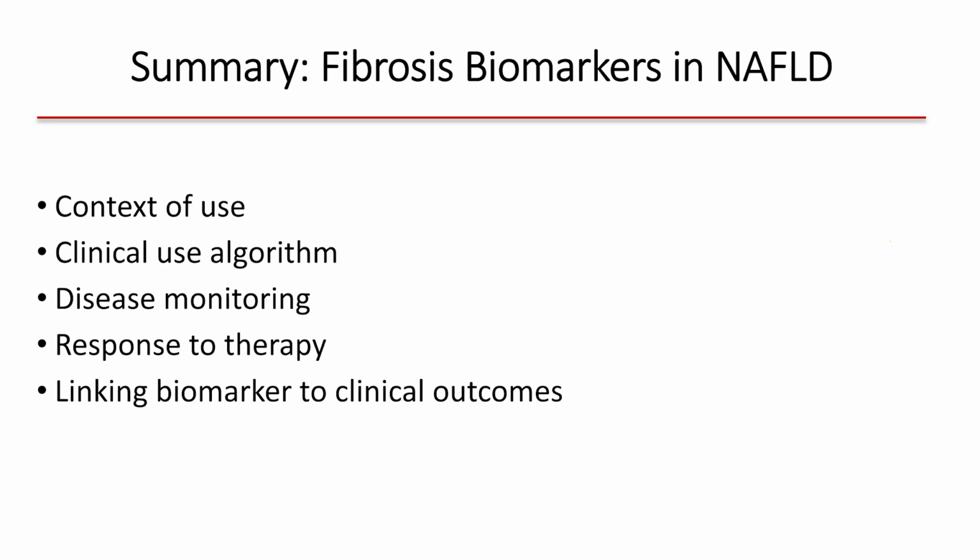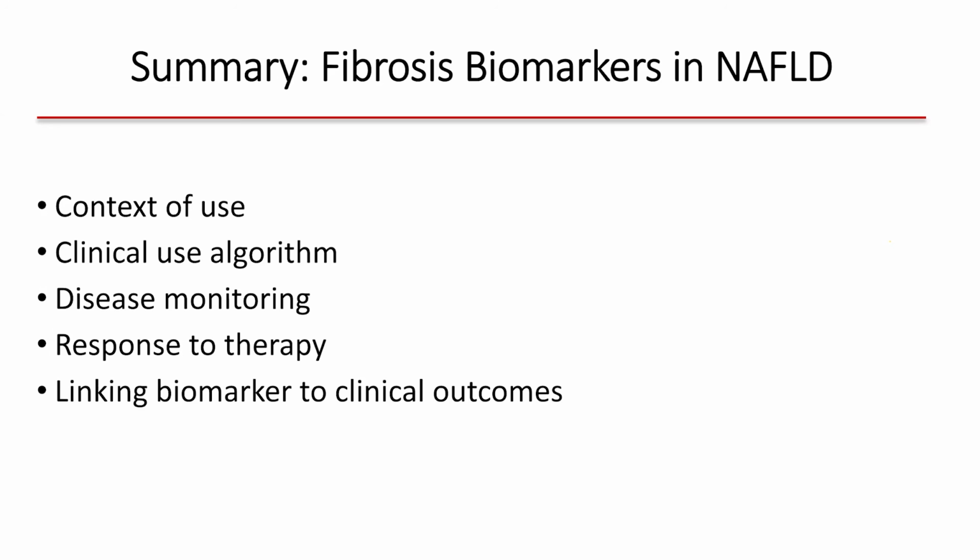And an example of this is in the PIVENS trial, when they went back and did analysis on the cohort to see if they could identify which patients on vitamin E were going to respond to vitamin E, and we found that patients whose ALT levels dropped were more likely to respond to vitamin E. So this is an example of how a biomarker could be used to either continue therapy or stop therapy. And then finally, what we really need is linking biomarkers to clinical outcomes.